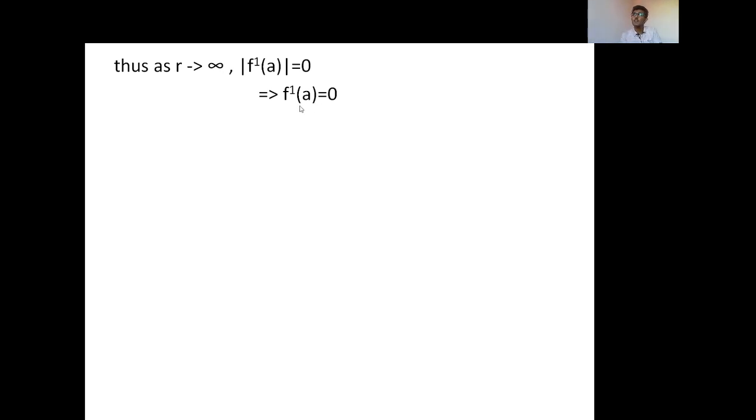But a is arbitrary. Any circle with center on any part of the complex plane. Therefore, since a is arbitrary, we can conclude that f dash of z is equal to 0 for all values of z. What is the definition of a constant function? If f dash of a point is equal to 0, then f is said to be constant at that point.